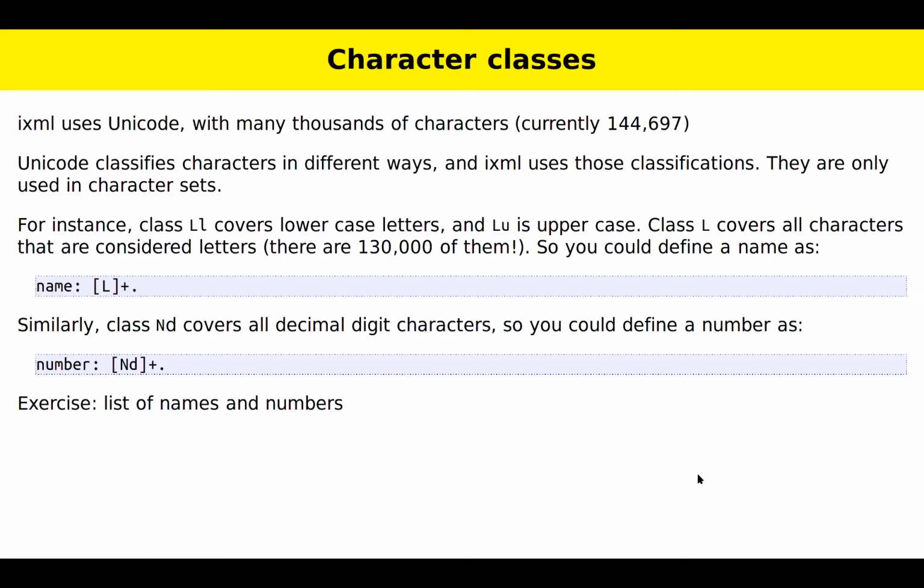The software we're using today doesn't yet work for all of Unicode. It only works for ASCII. Something that's got to be fixed yet. But you can still use them to try them out. So your exercise now is to create a description of a list of names and numbers. So you can have several names, several numbers, or several mixtures of names and numbers. Okay, go.